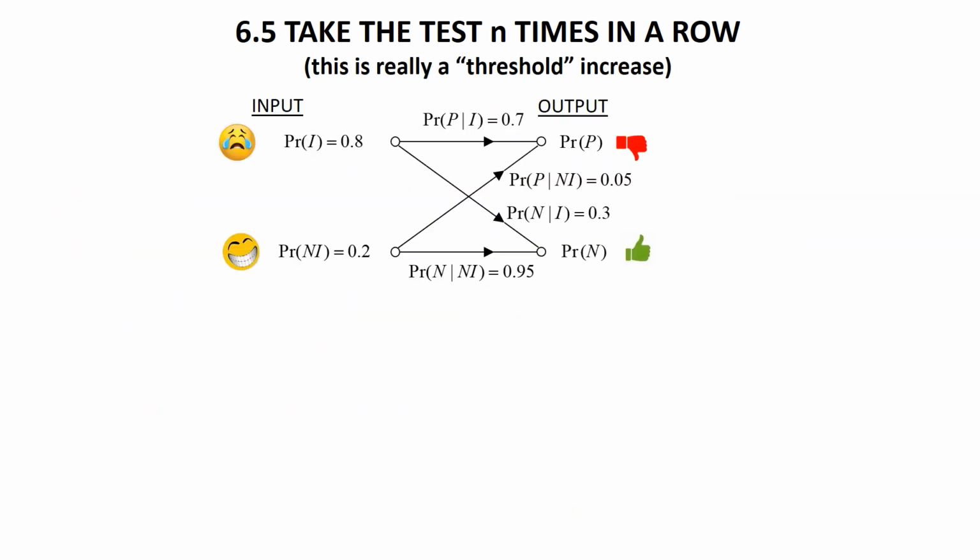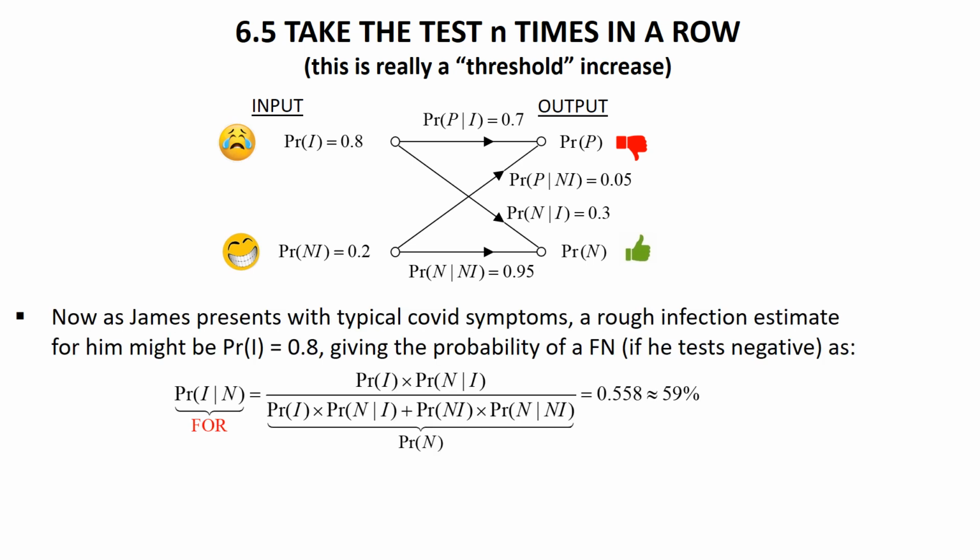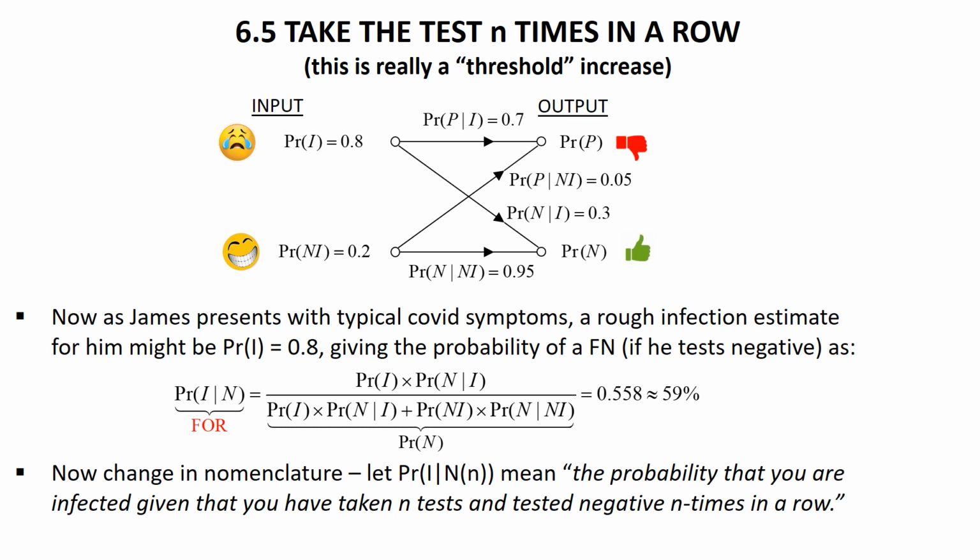So how do we do the maths for that? It's not totally obvious. You might think that's very simple. It is simple, but you've got to be careful. So the probability of being infected, given that you've got a negative, from all that we've learned, works out as about 59%, given a prevalence or a probability of having the disease of 0.8, and that's based on his symptoms. So let's have him test more than once, and we're going to change the nomenclature here. At the bottom I've said let P(I | N(n)), a vertical line conditioned on capital N of lowercase n, mean the probability that you're infected given that you have taken n tests and tested negative n times in a row. So let's assume you've tested negative 2 times, 3 times, 4 times in a row. What's the probability that's a false negative?